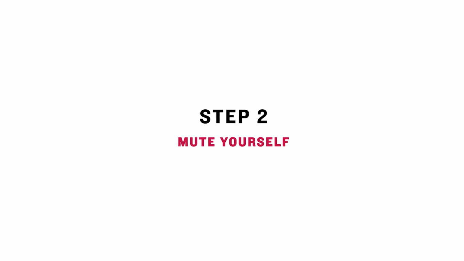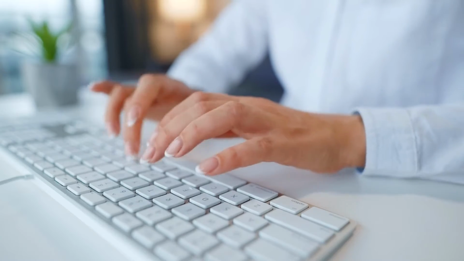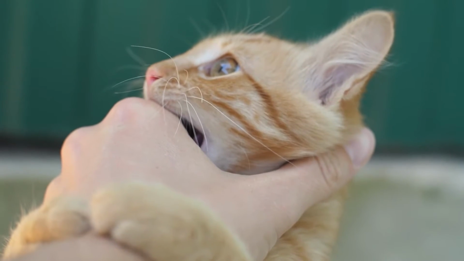Step 2. Mute yourself when the other person is speaking, especially if you're in a group call. Trust me, it's better that we don't hear you vigorously typing notes or the sound of your pets asking when lunchtime is.